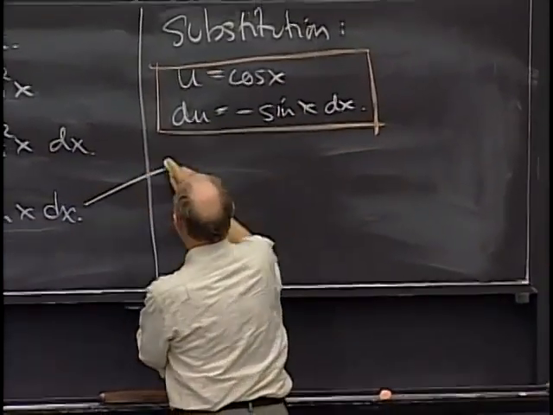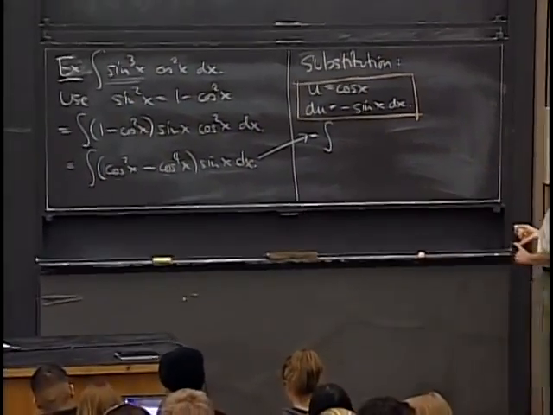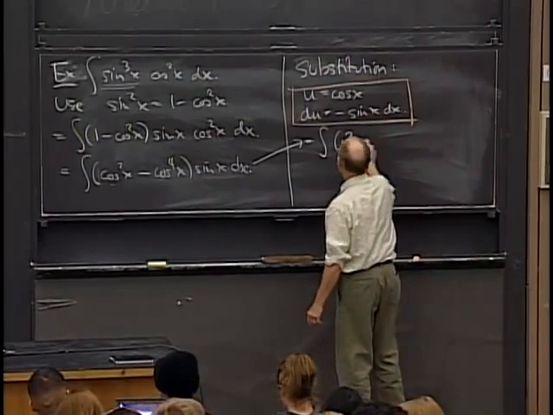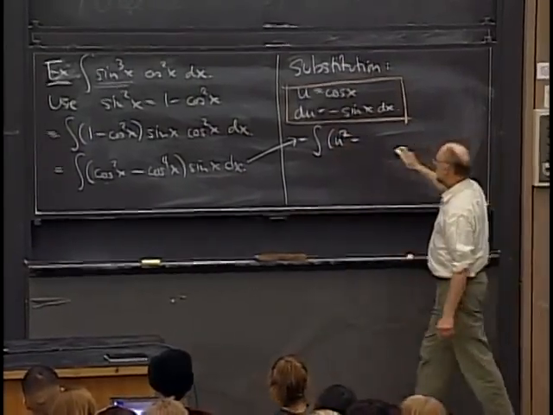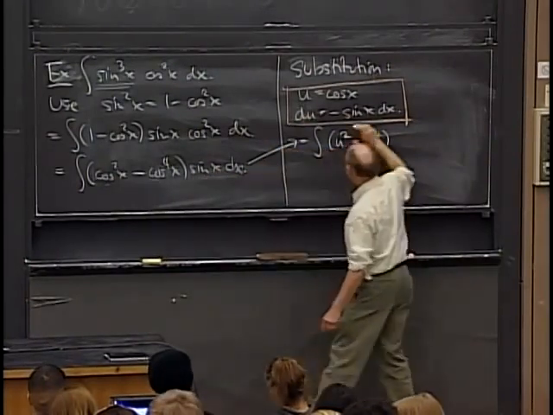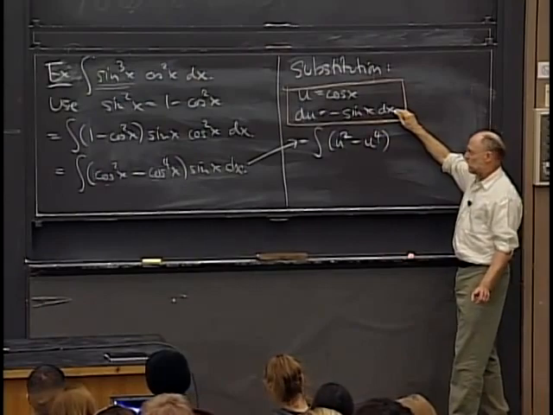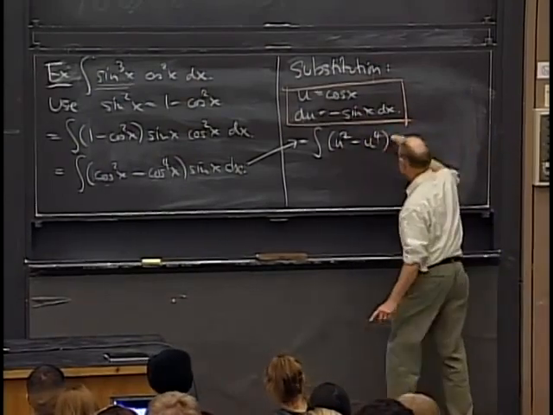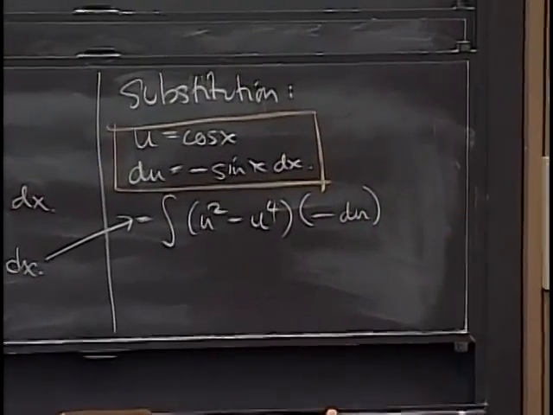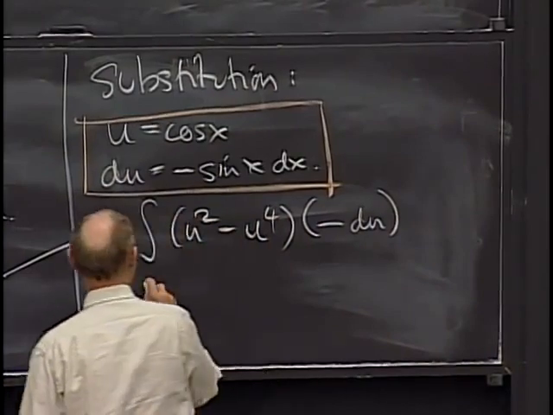And so when I make that substitution, what do we get? Cosine squared becomes u squared. Cosine to the fourth becomes u to the fourth. And sine of x dx becomes not quite du. Watch for the sign. Watch for this minus sign here. It becomes minus du. But that's okay. The minus sign comes outside, and I can integrate both of these powers.